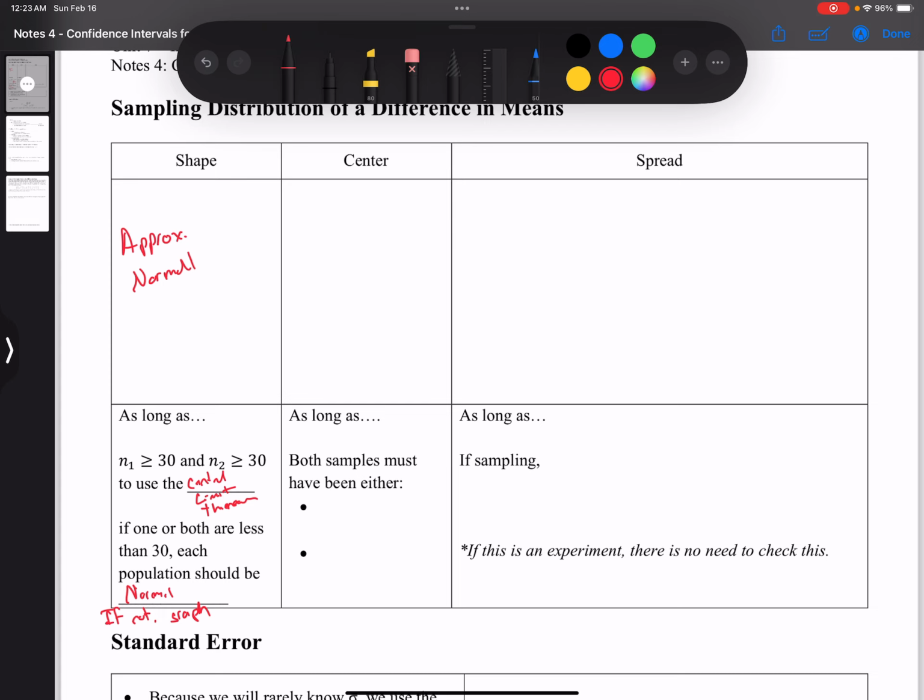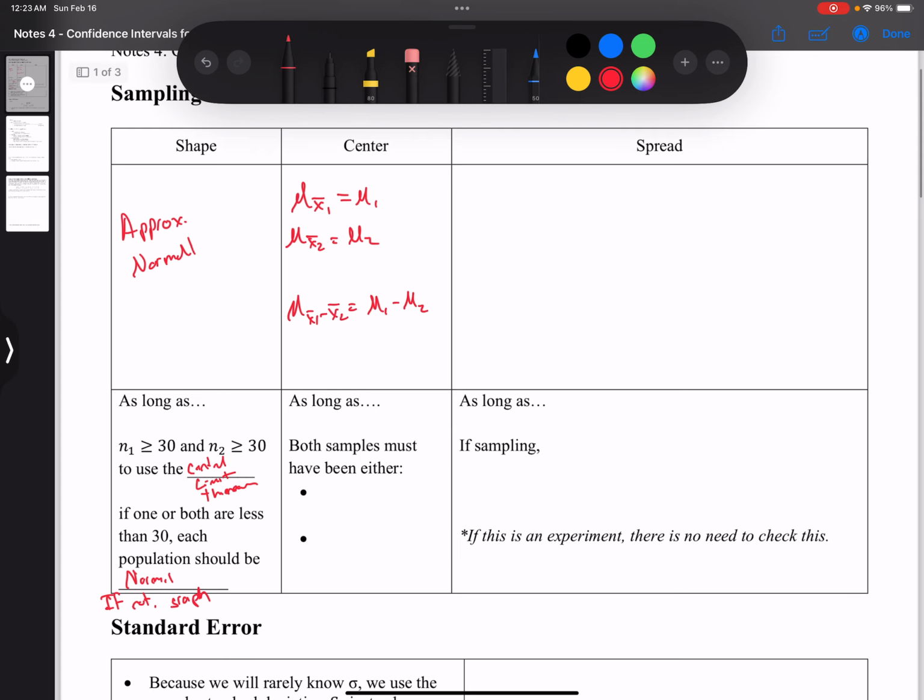Next up is our center, and we're dealing with our mu. So mu of x bar 1 would be equal to mu 1, and mu of x bar 2 will be equal to mu 2, and we want to combine those. It's pretty quick: mu of x bar 1 minus x bar 2 is going to be equal to mu 1 minus mu 2. This holds as long as both samples are randomly selected or randomly assigned.